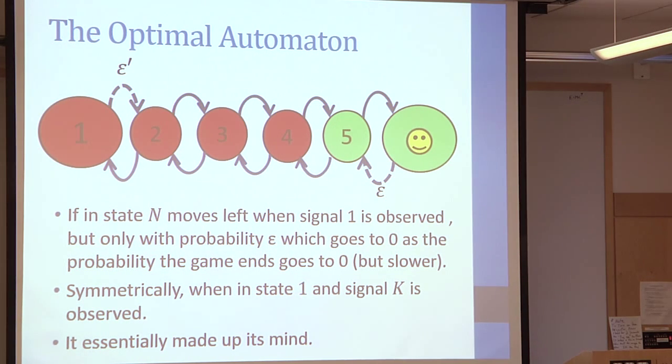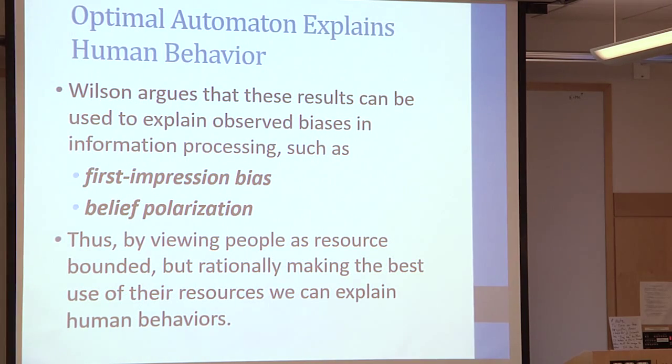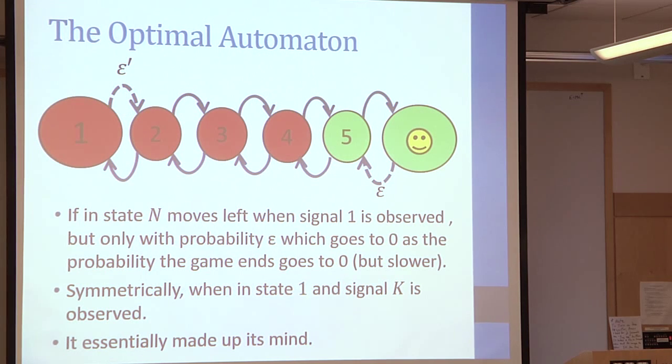Okay? What it means is that if you get to one of these extreme states, you essentially made up your mind. It's very hard to convince you now that anything is different, okay? No matter how many signals you see for the other direction, the probability you'll ever leave that state is very small. Okay, and that's the optimal thing to do, given some limit conditions on the probability the game ends, and that there is some information in the game.